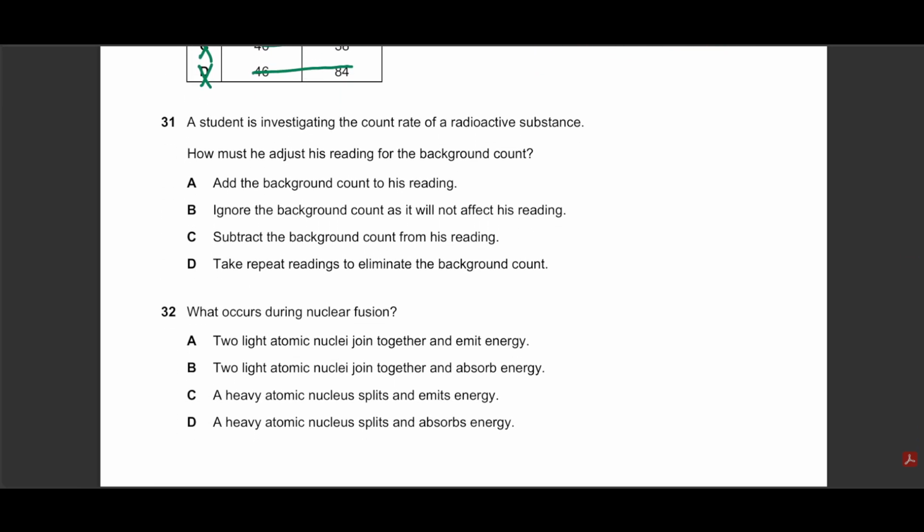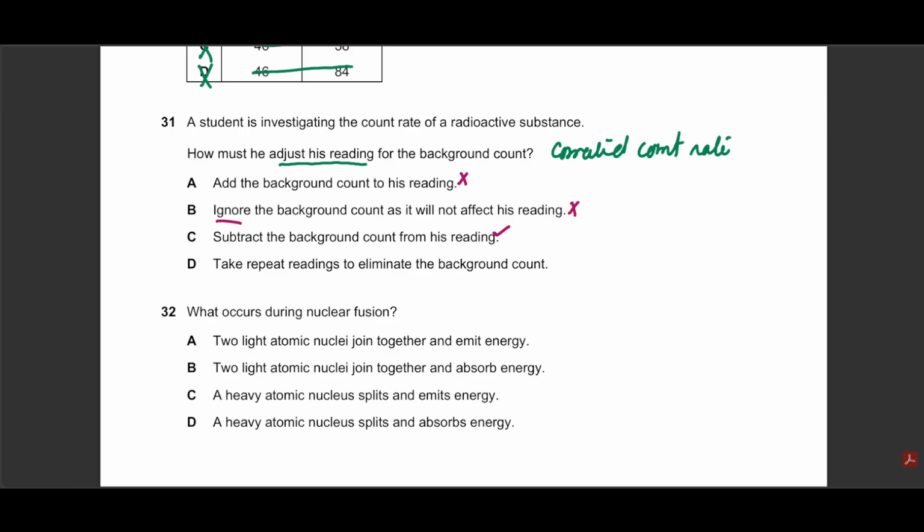So question number 31, a student is investigating the count rate of a radioactive substance and he says, what must he adjust his reading by, and that is for the corrected count rate. I'm mentioning the topic so that if you want to go and revise something regarding that, you can. This is from the corrected count rate topic. Okay, so he says add the background count to his readings. No, we don't do that. We actually do the opposite. Ignore the background? We can't ignore. Subtract the background, yes, this is what we do.